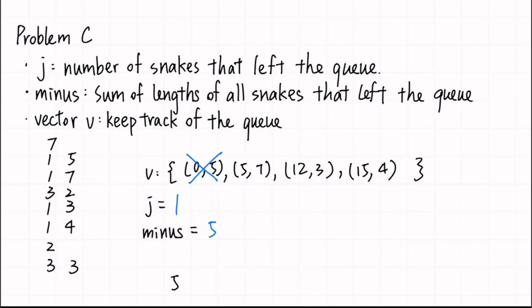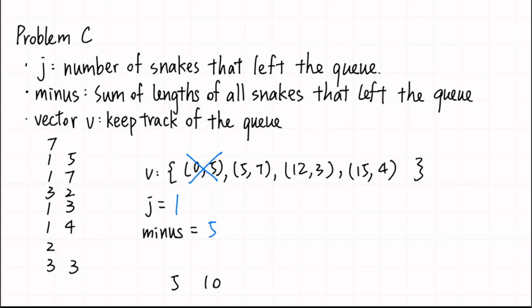And afterwards, we get a type 3 query that asks us to output the value for the third snake. So since the number of snakes we removed is 1, we can now get the third snake, which would be an index of 3, and it would be here. So the head coordinate is 15, and if we minus it by 5, we can output a value of 10, which would be the correct answer.